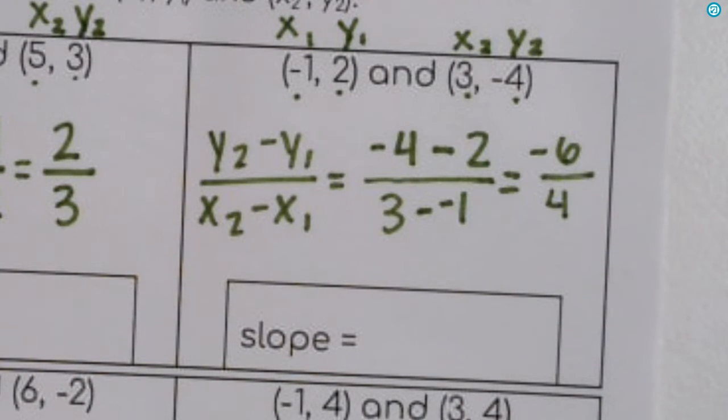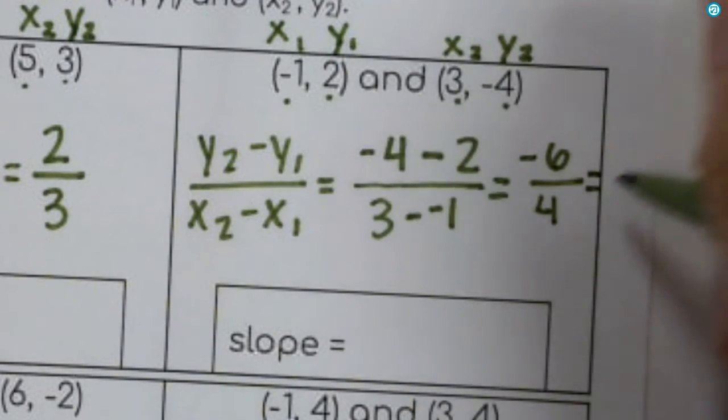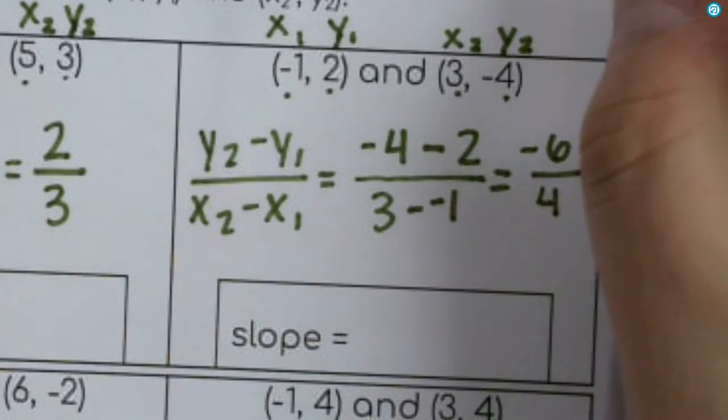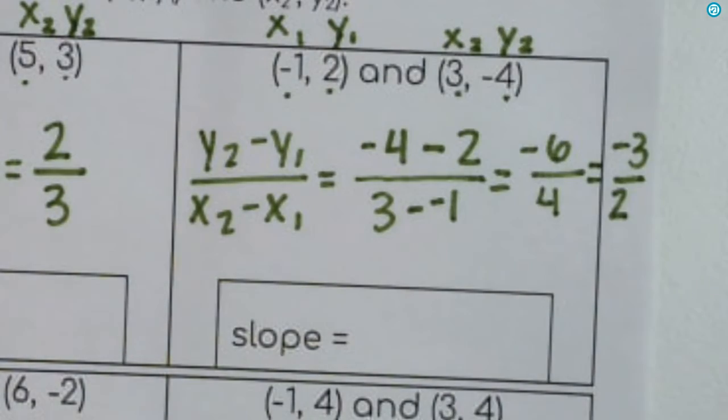Okay. Then from there, I'm done finding my slope, but I have to see if I need to simplify it. Is there anything I can divide both 6 and 4 by? Yes, you can divide them both by 2 and get even answers. So negative 6 divided by 2 is negative 3. 4 divided by 2 is 2. So that would be us simplifying our fraction.